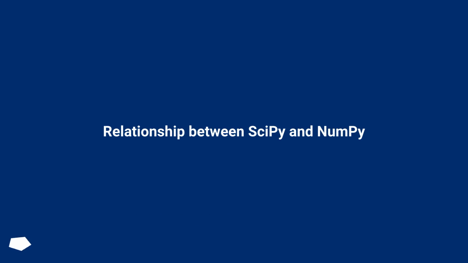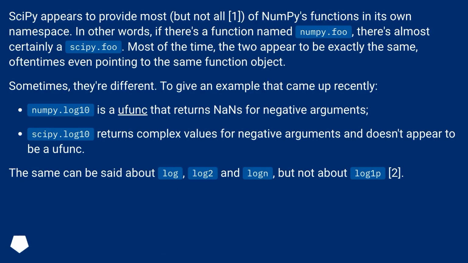Relationship between SciPy and NumPy. SciPy appears to provide most, but not all, of NumPy's functions in its own namespace. In other words, if there's a function named numpy.foo, there's almost certainly a scipy.foo. Most of the time, the two appear to be exactly the same, oftentimes even pointing to the same function object.